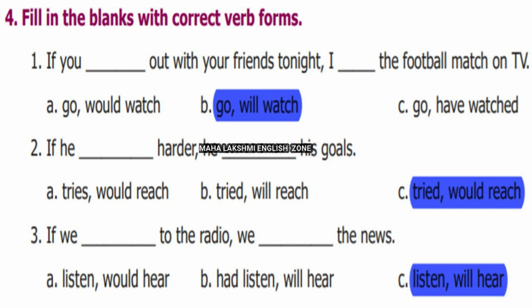And the next one, had listen is given. Past perfect tense is given here. If it is past perfect, our answer should be would have heard, but they have given will hear, so it is wrong. And in third one, listen is a present tense, and the other option is will hear, so it is right. So we should apply the rule clue given here, and we should find out the answer.